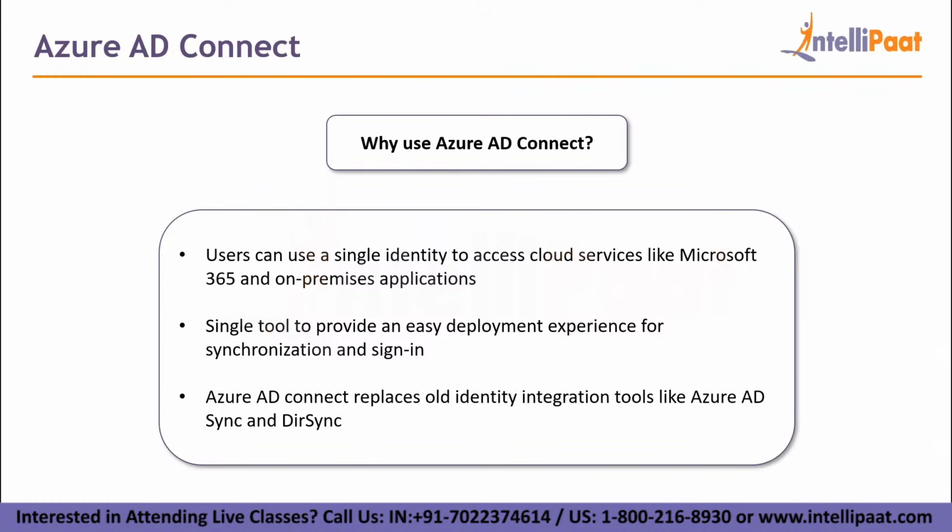nothing else is required. Azure AD Connect replaces old identity integration tools like Azure AD Sync or DirSync. So instead of Directory Sync or Azure AD Sync, you can go ahead with Azure AD Connect, which integrates your on-premises setup with your cloud. It's pretty simple. You just have to put in your domain, configure it, download the Azure AD Connect application in your on-premises setup and set it up, and that's it. You will have a connection, so you can log in to the cloud and access your on-premises systems as well.